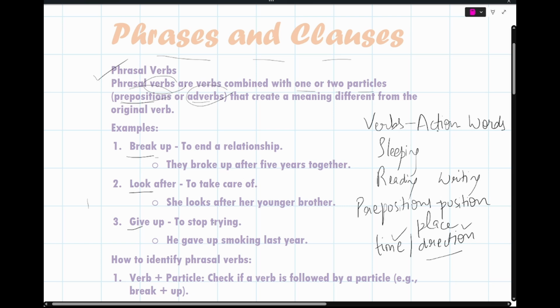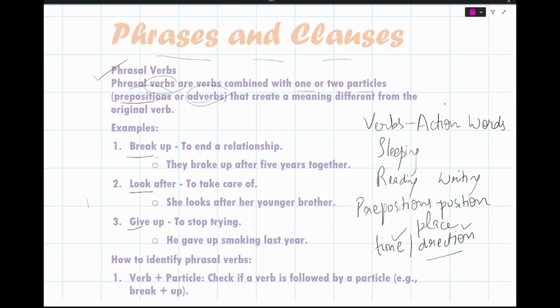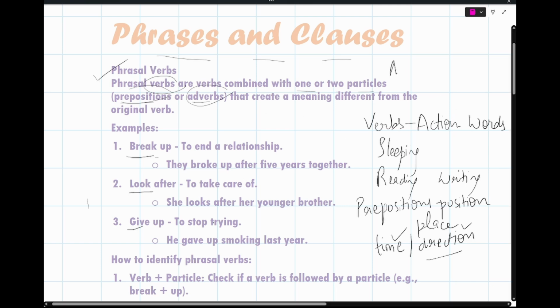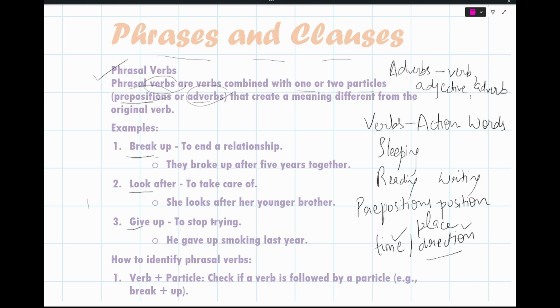Then there are adverbs. Adverbs are describing words. Describing words for what? For a verb, an adjective, or another adverb. Just like an adjective is a describing word for a noun, an adverb is a describing word for a verb, an adjective, or an adverb itself.